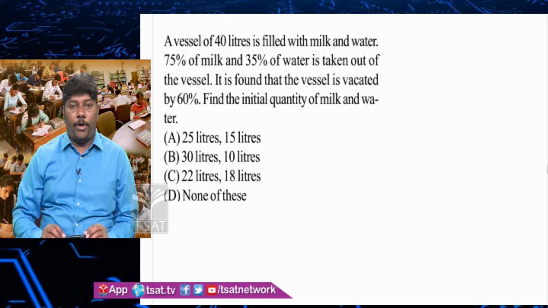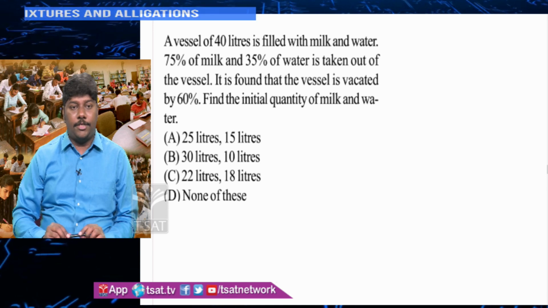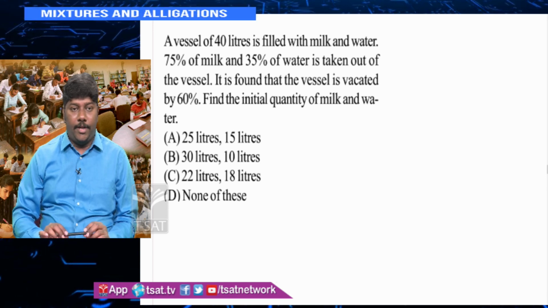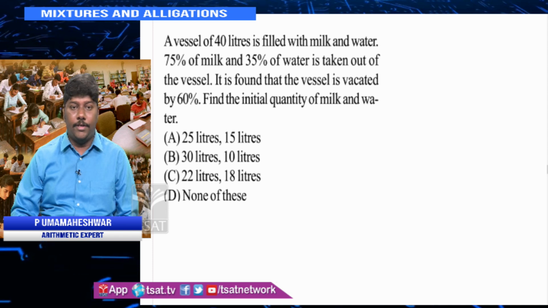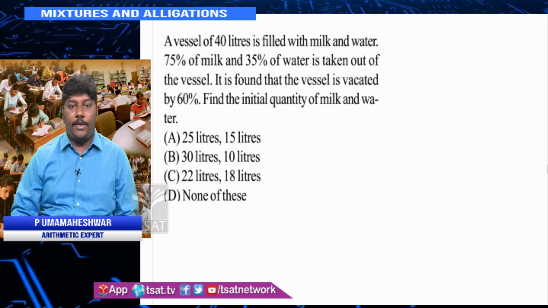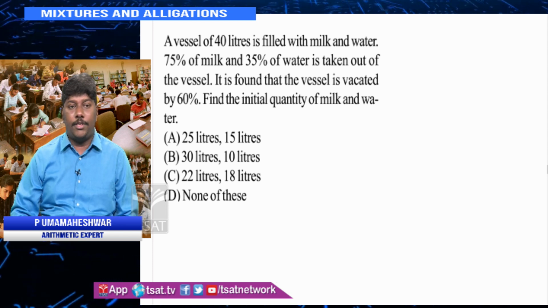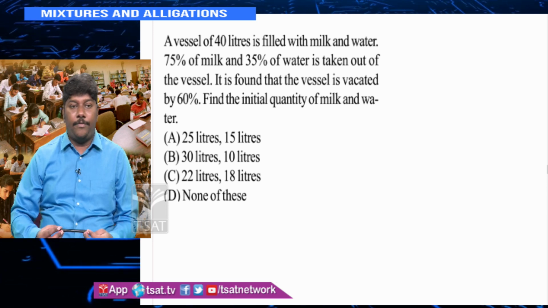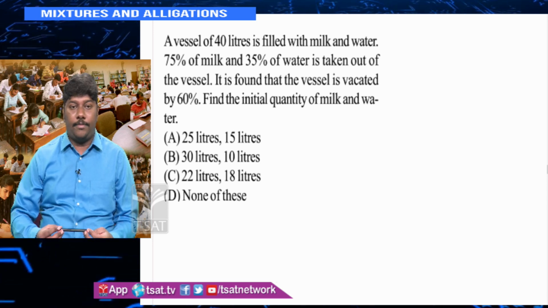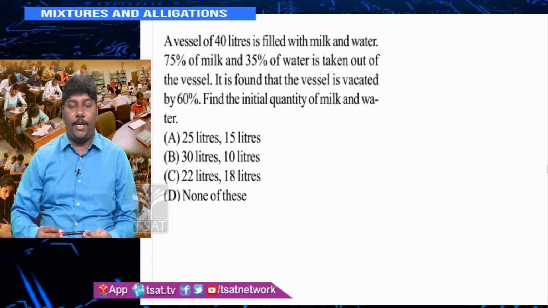A vessel of 40 liters, this is purely percentages, but still it is related to mixtures and alligations only. A vessel of 40 liters is filled with milk and water. 75% of milk and 35% of water is taken out of the vessel. It is found that the vessel is vacated by 60%. So, find the initial quantity of milk and water.